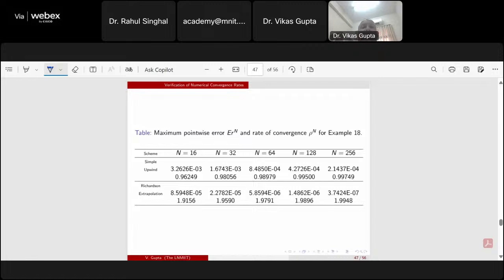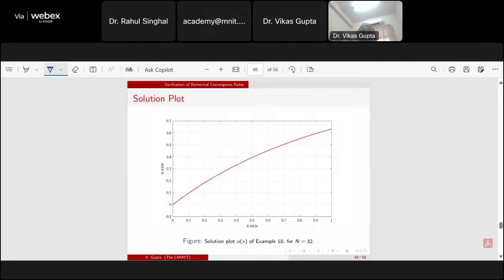Now for the same problem, we apply the upwind finite difference scheme. With the simple upwind scheme, we already showed that it is accurate of order h, that is, first order accurate. One can notice that the numerical order of convergence we are getting is also 1. And while applying Richardson extrapolation, we are getting a numerical order of convergence almost equal to 2, which also verifies our theoretical error estimates for Richardson extrapolation with the upwind finite difference scheme. So this is the numerical solution profile for this example.